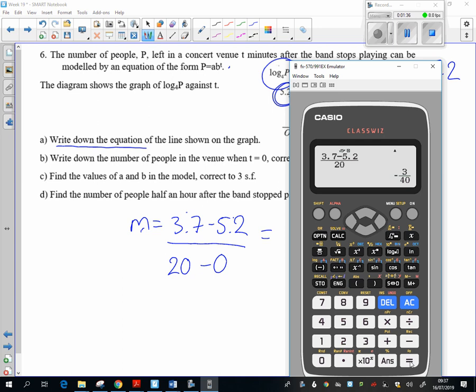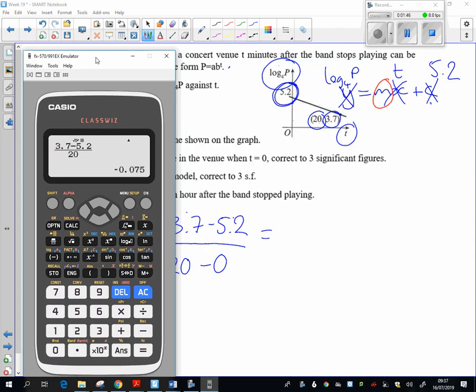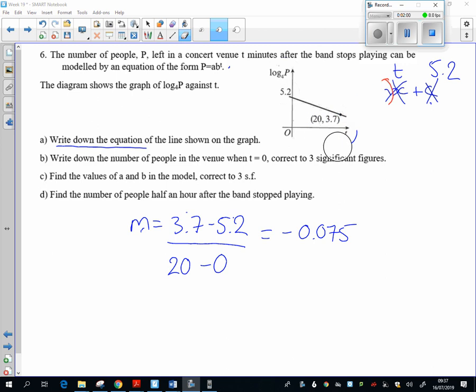So that has a gradient of minus 3 over 40 or minus 0.075. It doesn't mention rounding or how to give your answer, so either of those is fine. I'll go for decimals because later on we start rounding to 3 significant figures anyway. Okay, so the equation of this line, let's get rid of some of this.